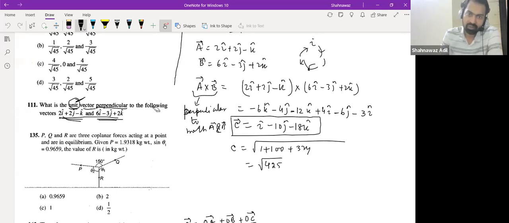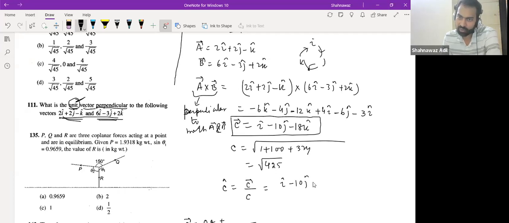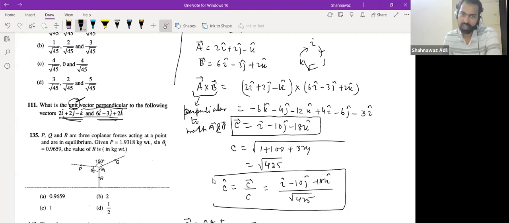So I have calculated the magnitude, right? And now let us calculate the unit vector. The unit vector would be C divided by the magnitude of C. So this is i minus 10j minus 8k divided by the root of 425. This is the answer, guys. Is this clear to you, Rishita and Martin? Or if you guys have any doubts?